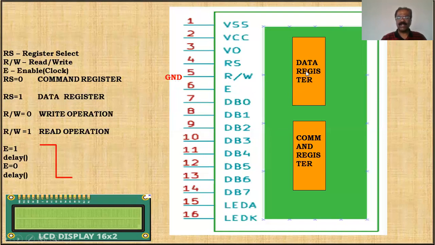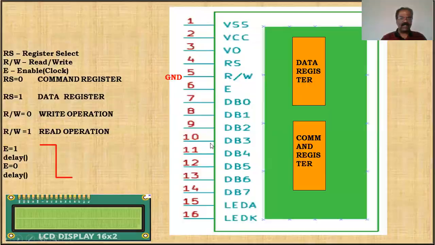Therefore, we can select the data register or command register by using the RS signal, and we can apply the clock through this E pin. That's also called the enable pin. If you want to write information into this or into this, you have to apply the clock on the enable pin. Enable pin, it's very, very important.